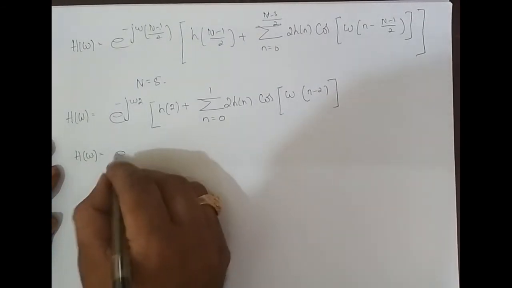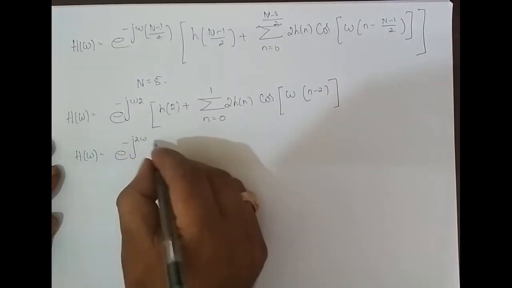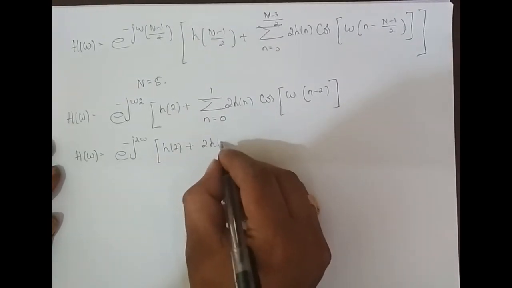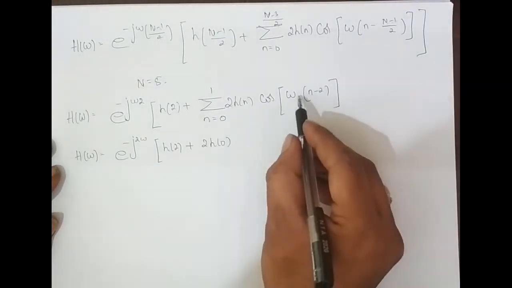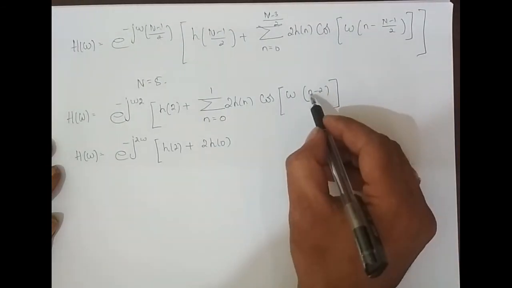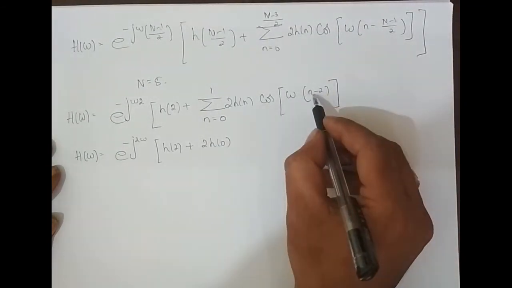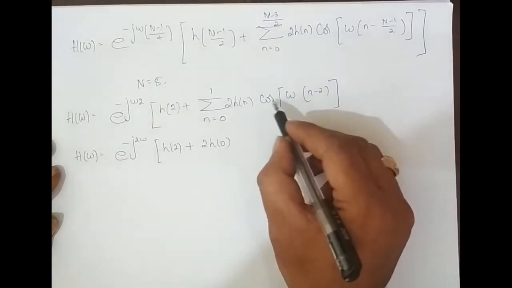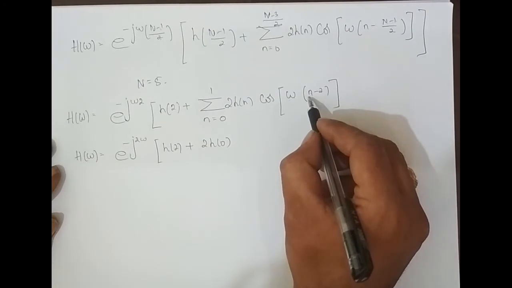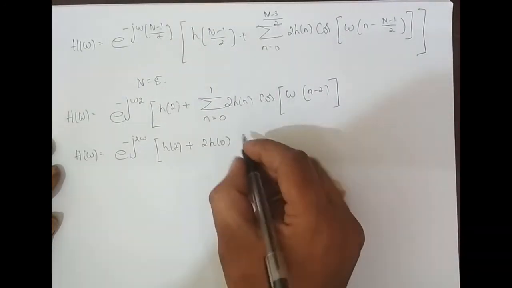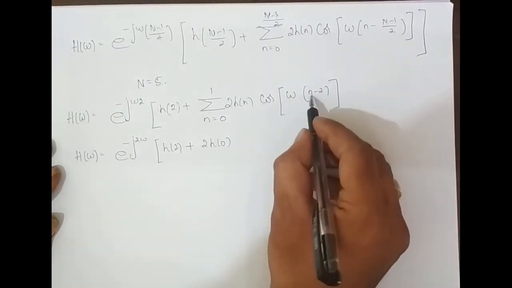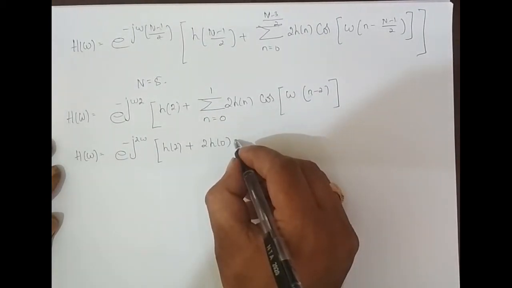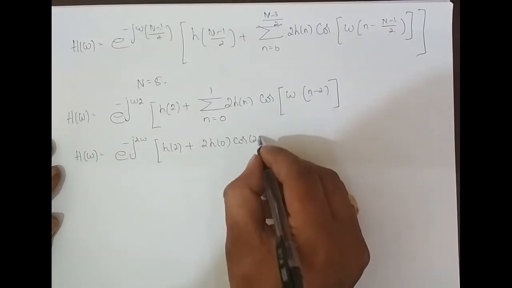H of omega is e power minus j 2 omega into h of 2, plus, when n equal to 0, it is 2 times h of 0 into cos of minus, this is 0, so omega times 0 is 0, minus of omega times 2 is 2 omega. So cos of minus 2 omega is cos of 2 omega because it's symmetric, right? So what do I end up with? Here is cos of 2 omega, right?